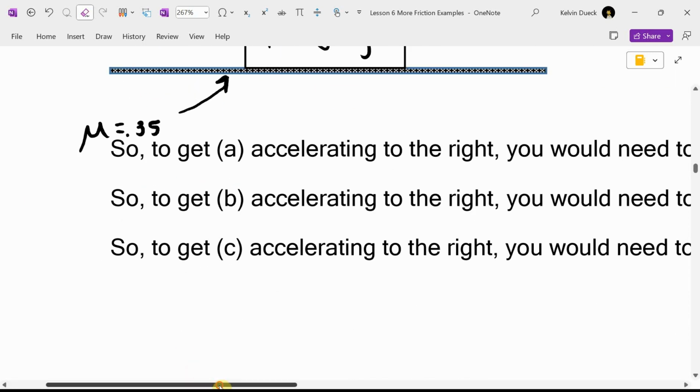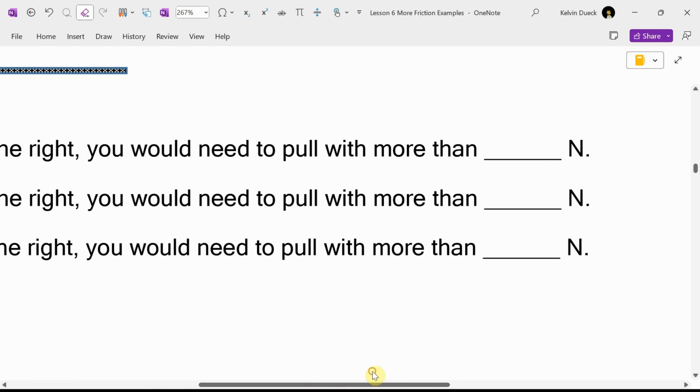So here it says to get A accelerating to the right, you would need to pull with more than what? I'll even add the extra sig fig. If you pull with 27.45 newtons, it'll start to accelerate. Okay.